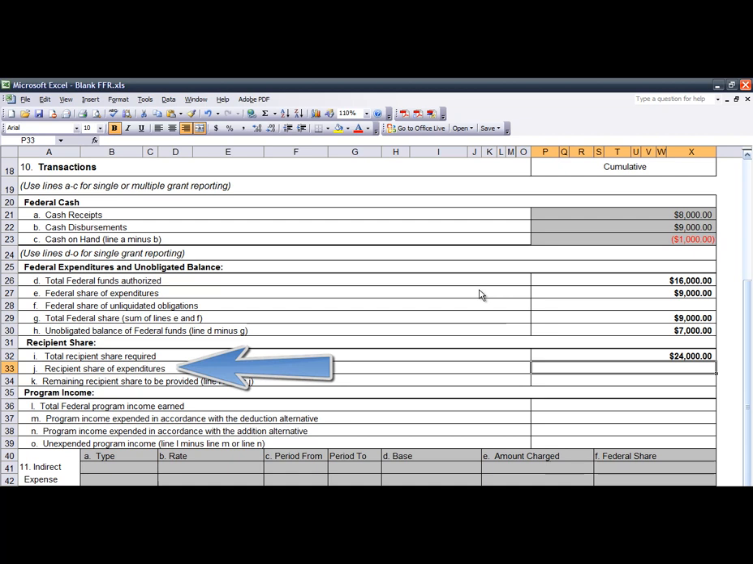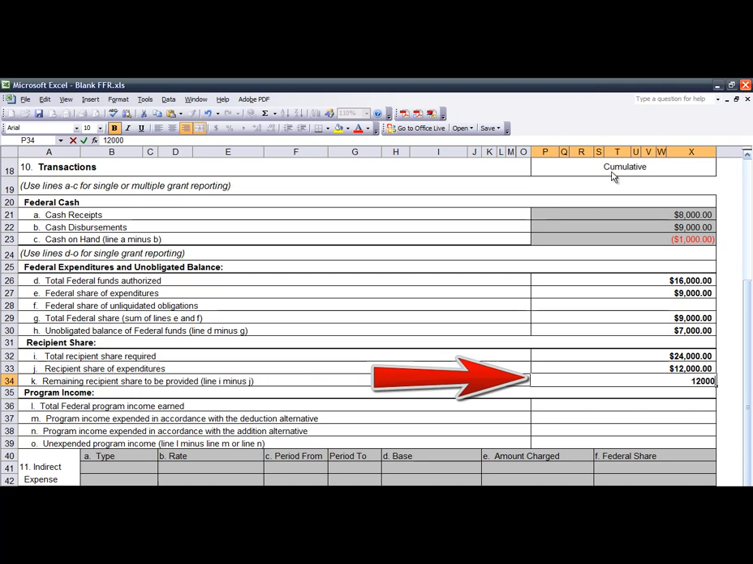On line 10J, I will enter the recipient share of actual cash disbursements or outlays, including payments to subrecipients and contractors. Please note, on the final report, this line should be equal to or greater than the amount of line 10I. And in this example, I'll be using $12,000. On line 10K, the remaining recipient share to be provided, I'll simply be subtracting $12,000 from $24,000, which gives us $12,000. We're now ready to move on to the next section, which is program income.